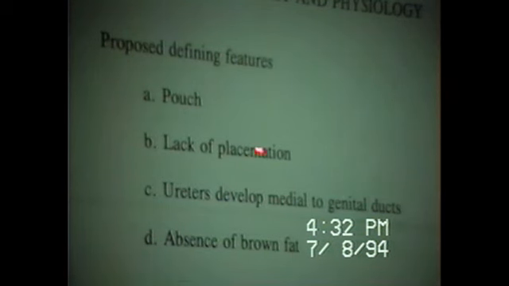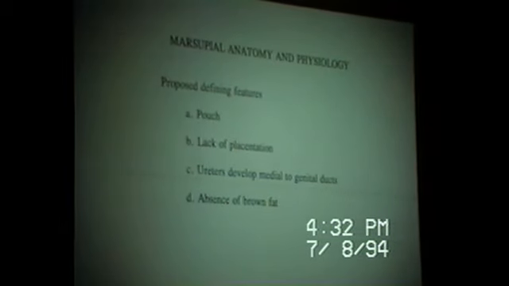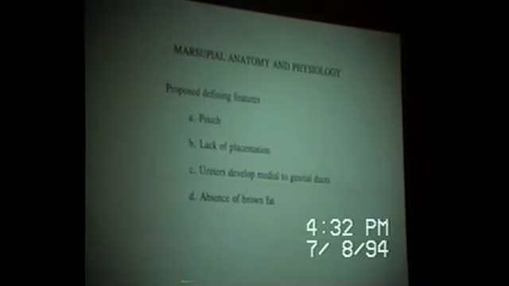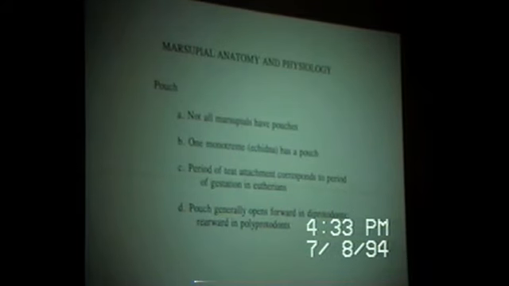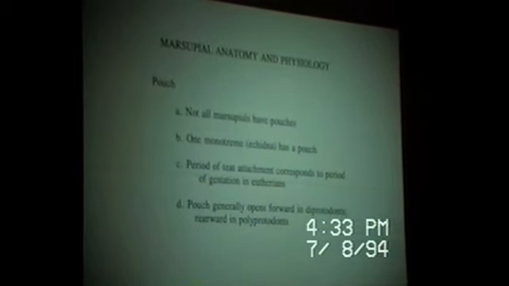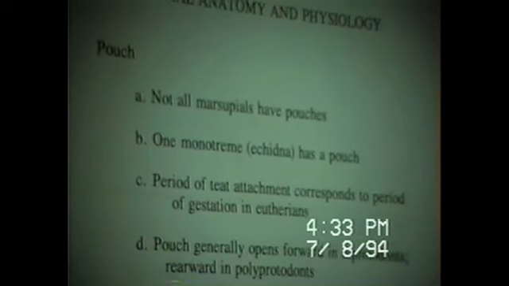Marsupials were thought to lack a placenta, and so some people have suggested that as the major defining feature of marsupials. Others have proposed that the fact that the ureters develop medial to the genital ducts is the most important feature, and I'll show you what the anatomical significance of that is in a few moments. And there's actually been a proposal that the fact that marsupials lack brown fat is the major distinction between marsupials and eutherian mammals, but traditionally the pouch is the main distinguishing feature. Unfortunately, it's not necessarily the best feature, since not all marsupials have pouches. Some of the smaller marsupial mice don't, and some species only have a pouch during lactation.